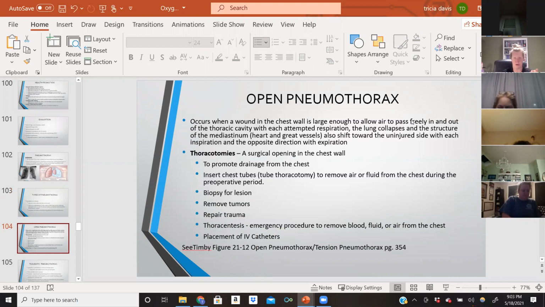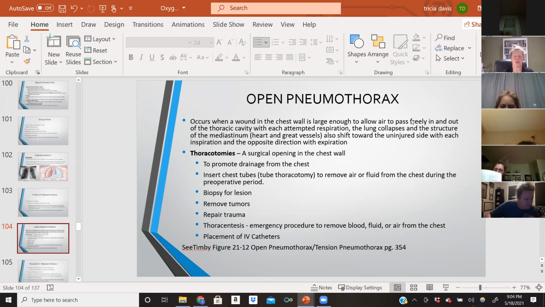An open pneumothorax occurs when you have a wound in the chest wall that is large enough to allow air to pass freely in and out of that thoracic cavity with each respiration. The lung is going to collapse, and the mediastinum, which is that heart and the great vessels, will shift towards the uninjured side with each inspiration and the opposite direction with expiration.